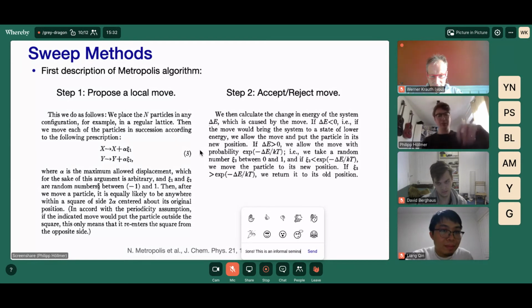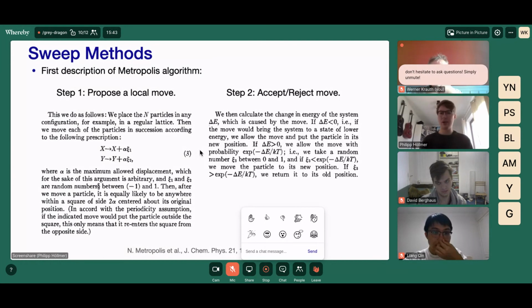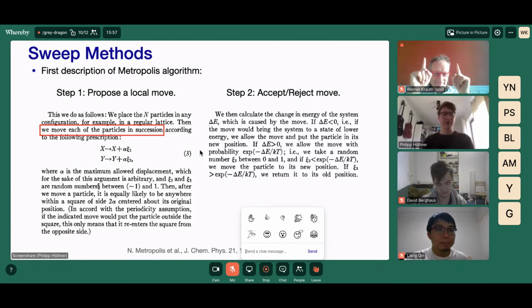Step 1 is described in the left paragraph. Here you pick out a single particle and you propose a local move by displacing this atom to another position in its neighborhood. And step 2, which is described in the right paragraph, is where you accept or reject the local move based on the energy change due to this configuration change. Why I'm showing you this here is due to this sentence, which I highlighted with the red box.